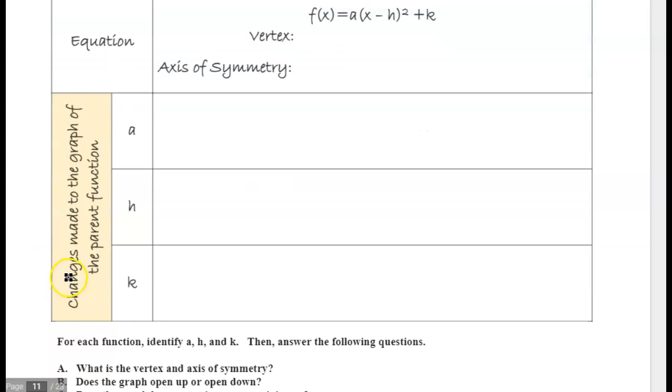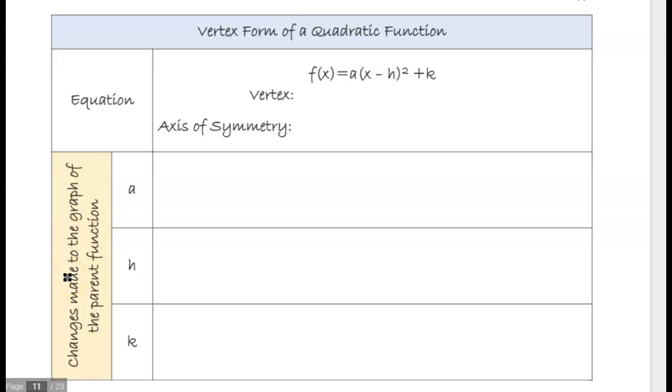But before we do that, let's say the vertex is simply h comma k. So we're going to take whatever this number is here and whatever this number is here. That is our vertex. Remember, the vertex represents the max or the min. And then the axis of symmetry is simply x equals h. And we'll get into what this means down below.